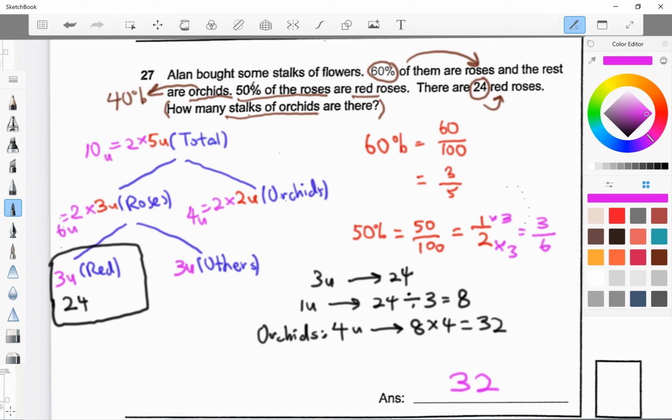So if you managed to get the answer, congratulations, and I'm very happy for you. I hope that you managed to understand the entire procedure, that you understand branching, and how I transform the percentage into fractions.